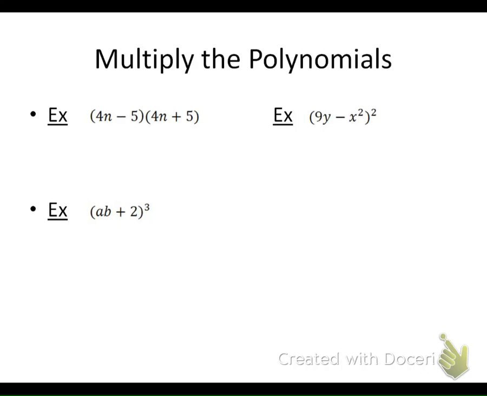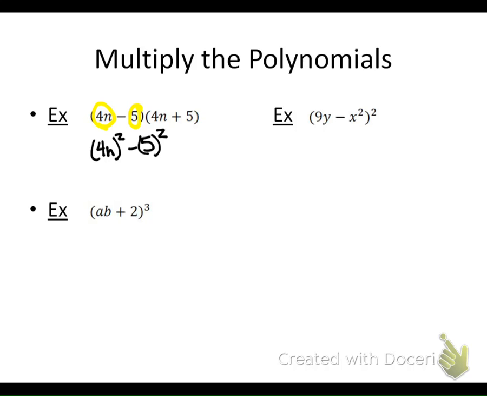Since the first example looks like a sum and difference, if you have a minus b times a plus b, that was the formula, then I'm going to take the first term and square it, and then subtract the second term squared. I'm going to take this term and square it, minus the second term squared. 4n squared minus the second term squared.